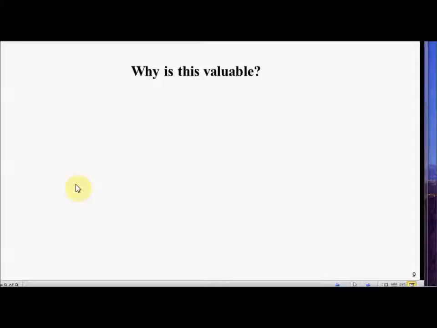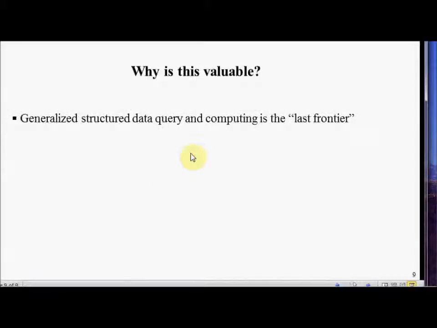So why is providing a generalized way of executing queries on structured data a big deal? Well, first of all, I would claim that it represents the last frontier with regard to data. Over the not too distant past, there was a big push toward the semantic web. More recently, there's a big push toward big data and big data analysis, and there's still a lot of emphasis on dealing with unstructured data. I'm claiming here is an untapped opportunity.